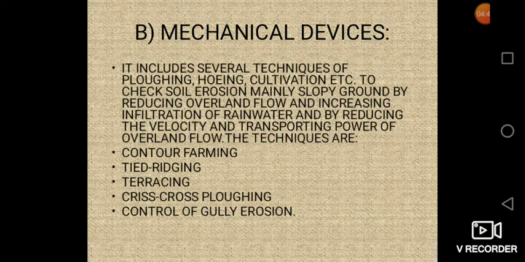Now come the mechanical devices. On this, contour farming can be practiced, which is being practiced in mountain areas. Terracing is also another way by which we can stop soil erosion. Crisscross plowing is also being practiced nowadays. And control of gully erosion must be done, because gully erosion causes a huge loss of topsoil of an area.